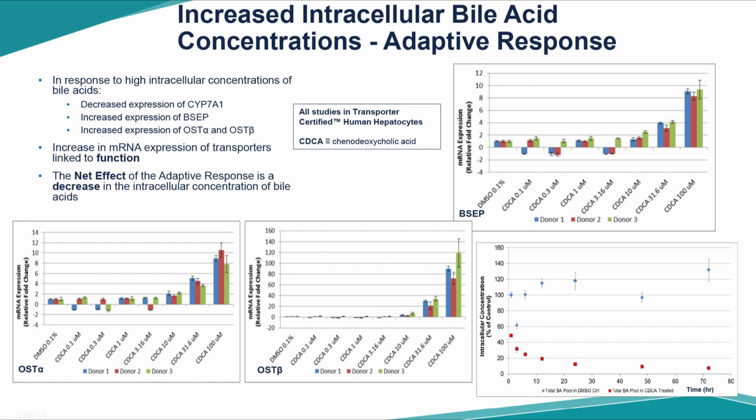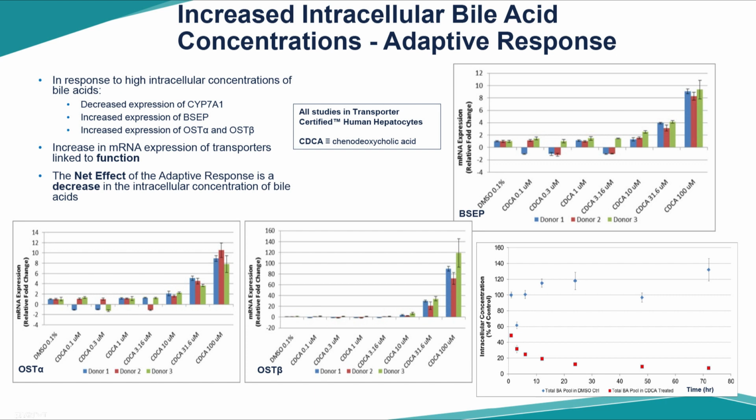We also looked at other transporters like MRP2, MRP3 and 4, NTCP, but what we found was, in addition to BSEP, the two other transporters that were induced were the two basolateral efflux transporters, OST alpha and OST beta. And we saw a very significant 100-fold induction for these.